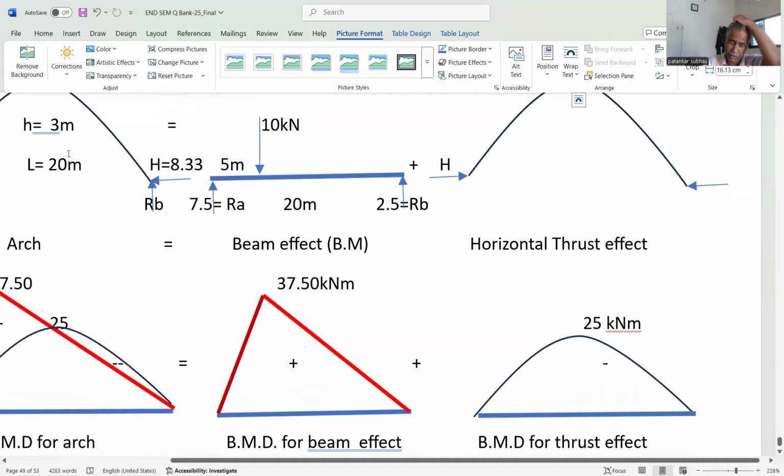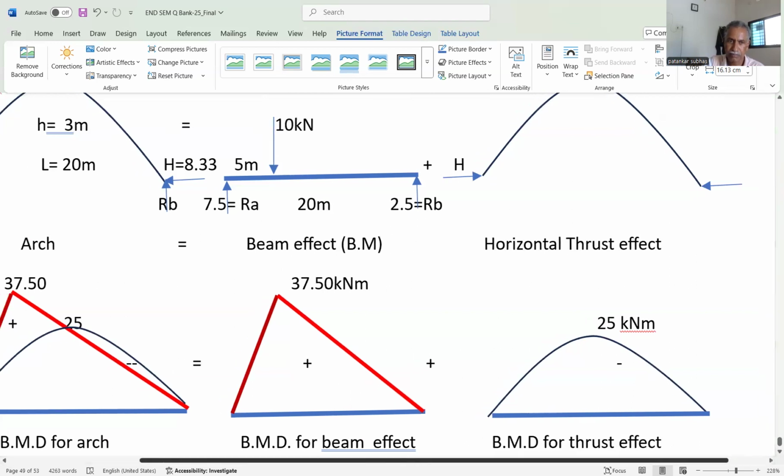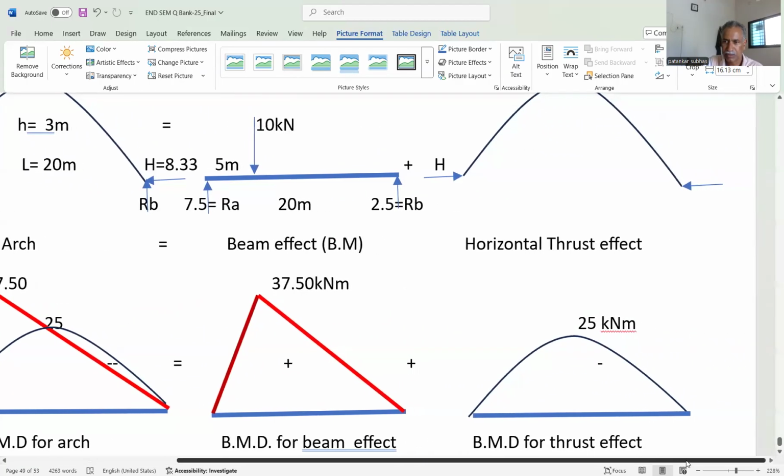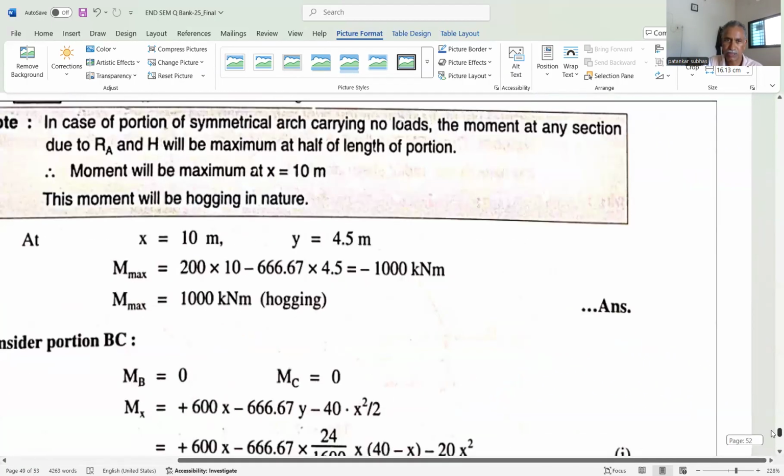For example, here say H is equal to 8.33. This is just an example. So 8.33 multiplied by this height, that is 3, we get 25. The combined effect of this plus this gives the bending moment diagram for the given arch. Here it is observed that this is 37.50 at a distance of 5 meter. That means this triangle plus this parabola gives the bending moment diagram. This portion is positive, this total portion is negative, so this will vanish and the remaining will be negative. Left side positive, right side negative. In this way we can draw the bending moment diagram for the given example.